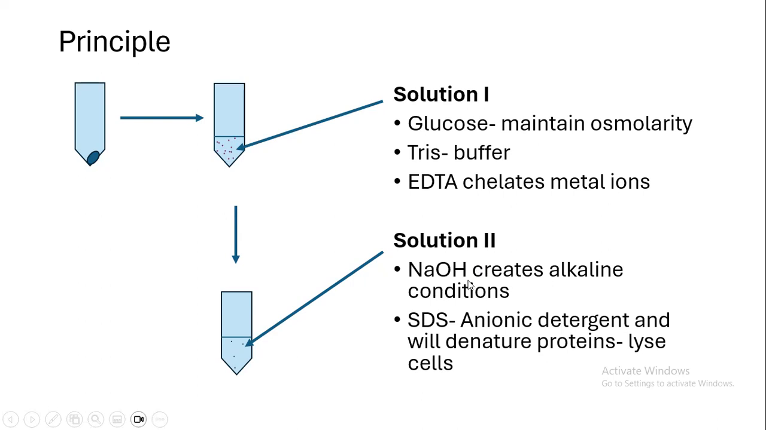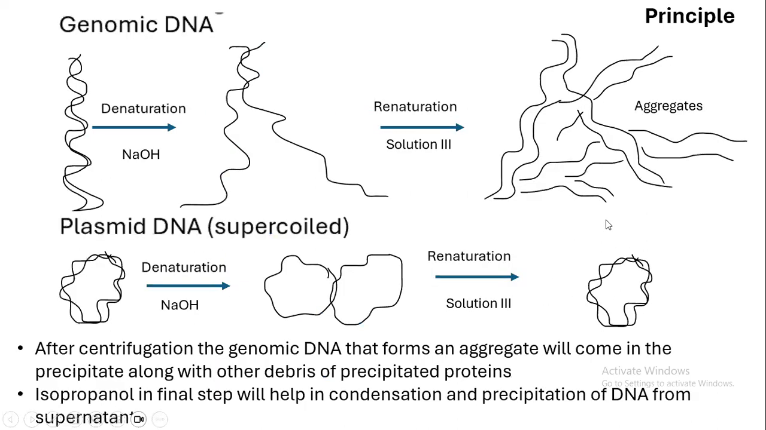Solution 2 contains NaOH and SDS. SDS is basically an anionic detergent and will denature the proteins by imparting overall negative charge to the proteins. This results in cell lysis. NaOH over here functions to create alkaline conditions. So, after cell lysis, in presence of alkaline conditions, DNA will denature. Both genomic and plasmid DNA will denature here.